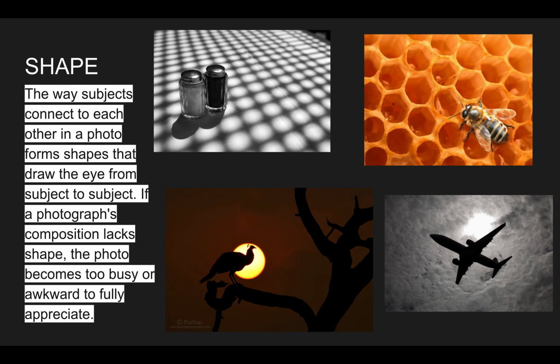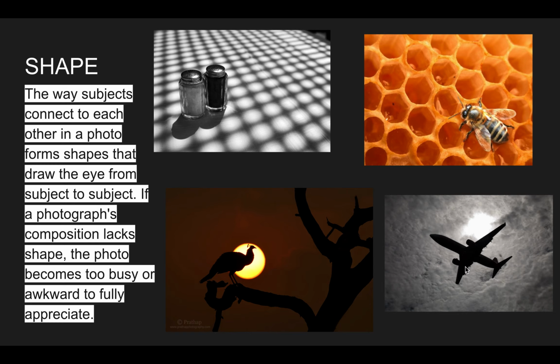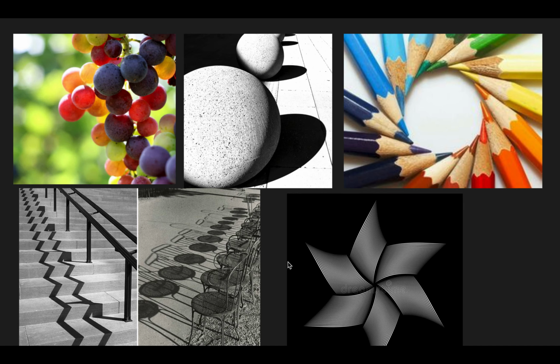If the composition of a photograph lacks shape, then often the photo becomes too busy or awkward to fully appreciate. A really great example of shape in photography is if the subject is silhouetted. You see here that with this plane, the light source is coming from behind, so we've got this really beautiful silhouette, also here with this nature photograph. You'll see shadows play a big role in this as well. For this project, if you wanted to create your own shapes, that's completely fine as well.